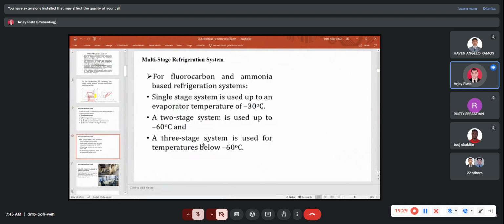For fluorocarbon and ammonia-based refrigeration systems, single stage is used up to an evaporator temperature of negative 30. Beyond negative 30, we cannot use a single stage system for fluorocarbon and ammonia-based refrigeration system. A two-stage system is used up to -60 degrees, and a three-stage system is used for temperatures below -60. So depending on the refrigerant that you will use, there are also considerations in using different stages of refrigeration.